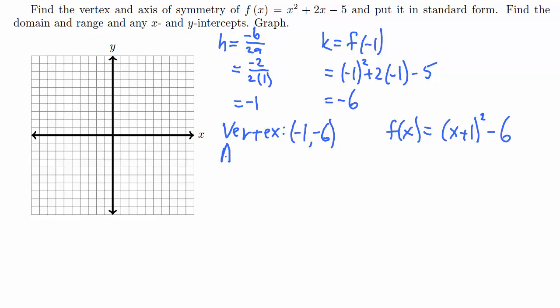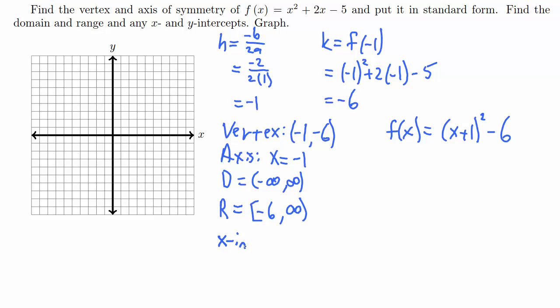Now let's go ahead and look at the axis of symmetry. The axis is just going to be x equals the x coordinate of the vertex, which is just negative 1. The domain is all real numbers every time. And the range. Now notice that the leading coefficient is positive here. So because of that, it starts at the y value of the vertex and goes up to infinity because it opens upward.